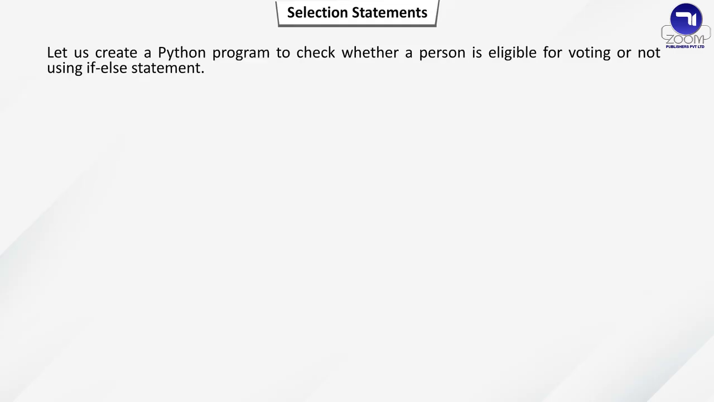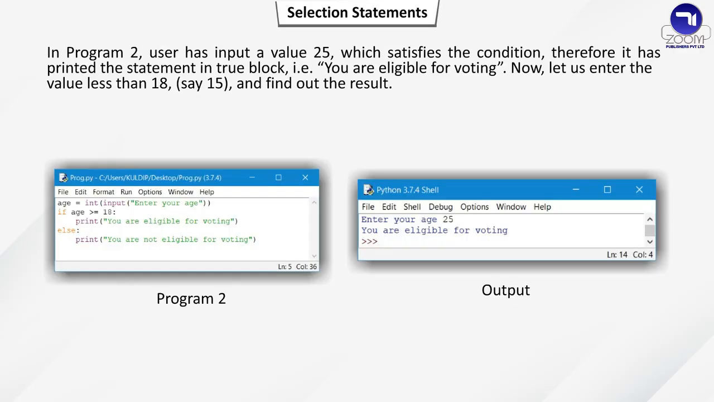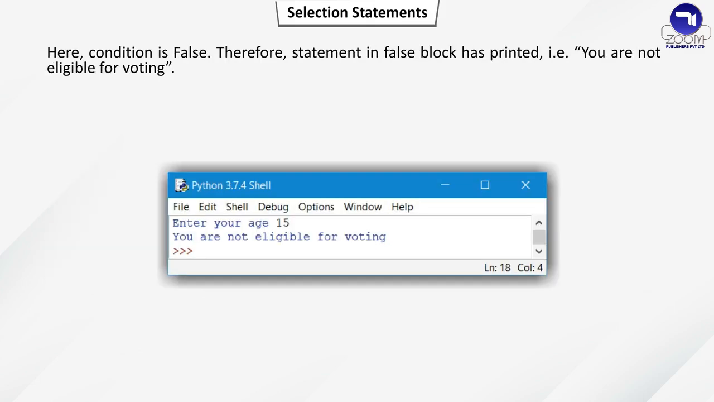Let us create a Python program to check whether a person is eligible for voting or not using if-else statement. In program 2, user has input a value 25, which satisfies the condition. Therefore, it has printed the statement in true block, that is, you are eligible for voting. Now let us enter the value less than 18, say 15, and find out the result. Here condition is false. Therefore, statement in false block has printed, that is, you are not eligible for voting.